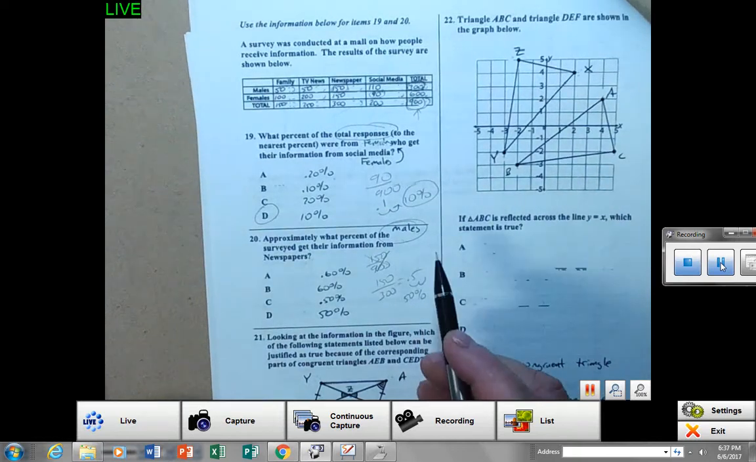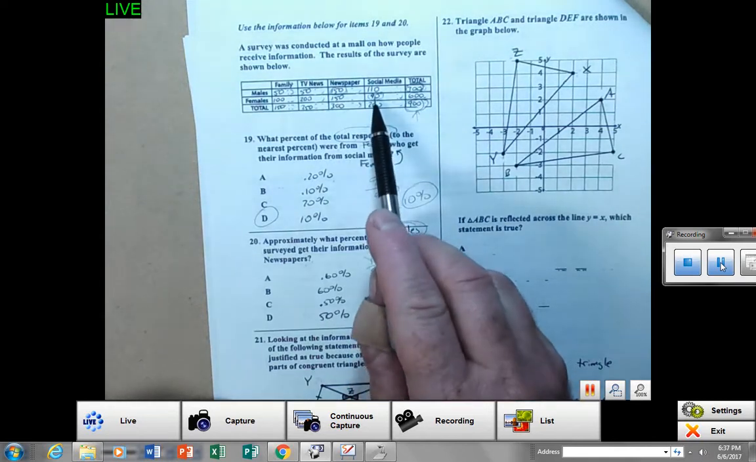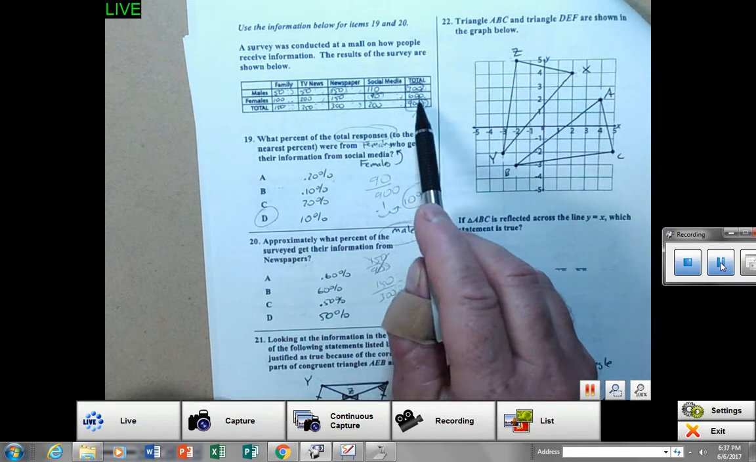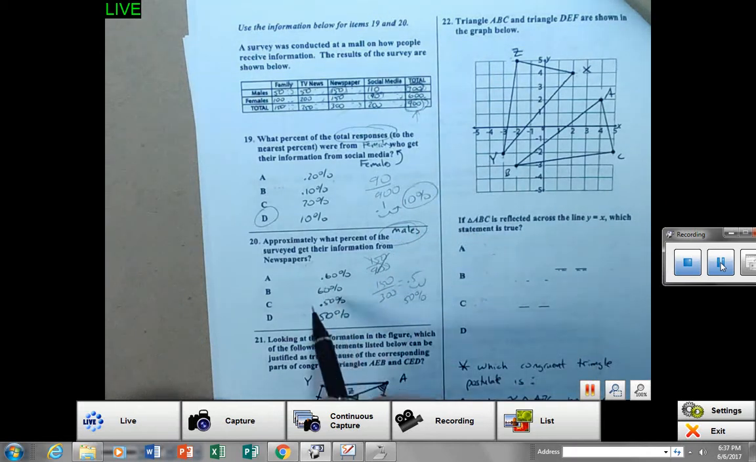So for example, if I wanted the percent of just females that read newspapers, that would be 90 divided by 600. If I wanted the number of females that read newspapers compared to total responses, then I would divide it by 900.